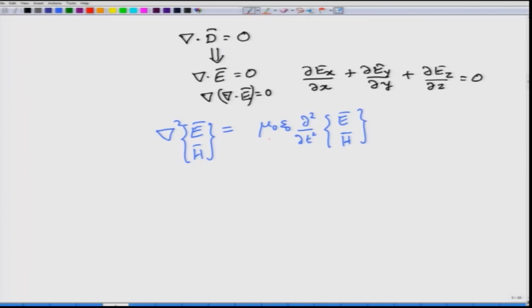What about this mu naught epsilon naught? Is there any significance to this one? It turns out that if you put the values of mu naught and epsilon naught, which I showed you at the beginning of the lecture, you will see that this would actually be equal to 1 by c square.